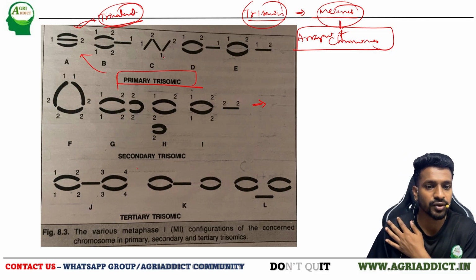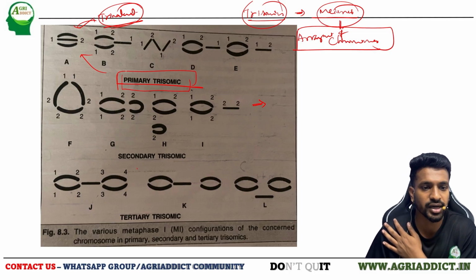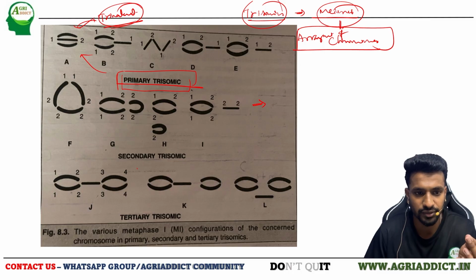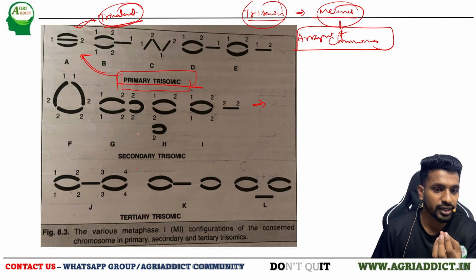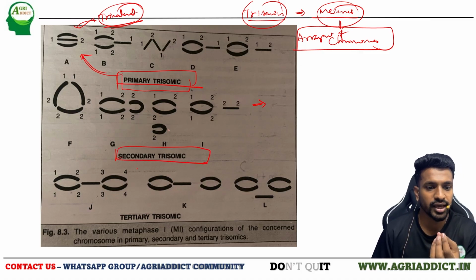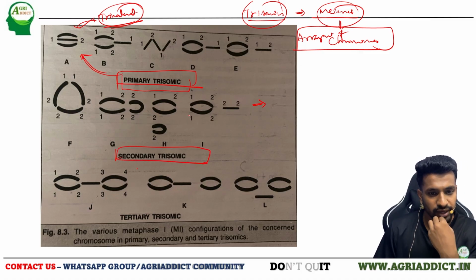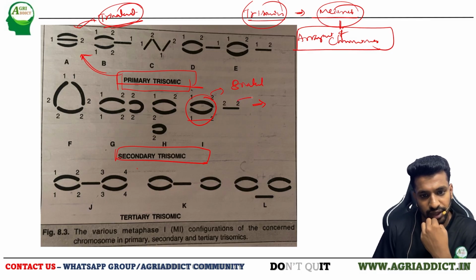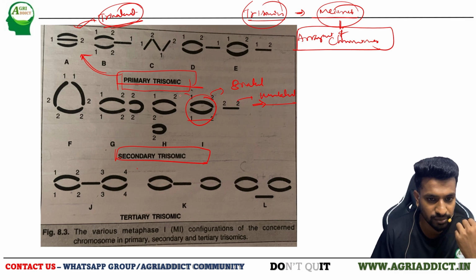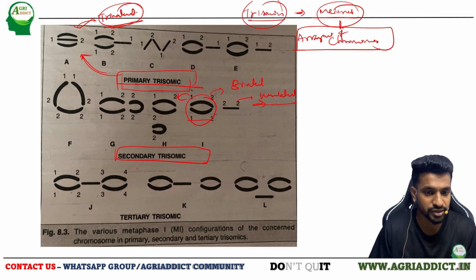Okay. So what I'm saying is, in the primary trisomics conditions, while the gametes are formed, how will they pair? They will form a trivalent usually. Okay. And in the secondary trisomics, they form a bivalent and a univalent. Yes, all other arrangements are also possible, but this is the most common arrangement which I am saying.